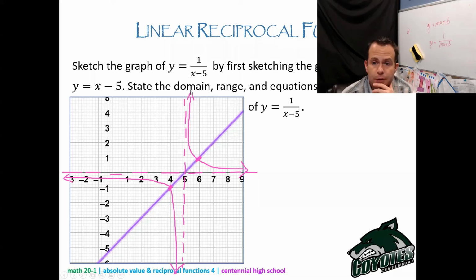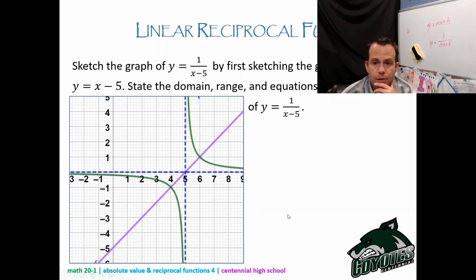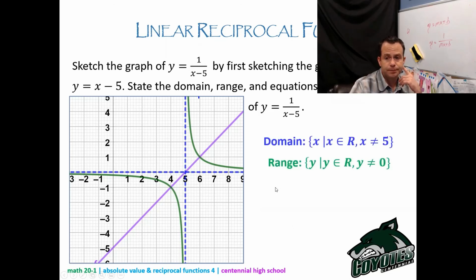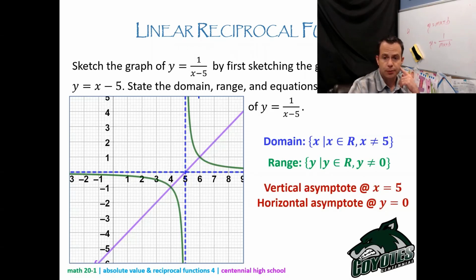Now I'll give you a computer-generated version of the same thing. And we'll talk about the domain, the range, and the equations of the asymptotes. For this one, the domain will be x is a member of the reals, except it can't be 5. For the range, y is a member of the reals, but it can't be 0. And for the asymptotes, I have a vertical asymptote at x equals 5. I have a horizontal asymptote at y equals 0.